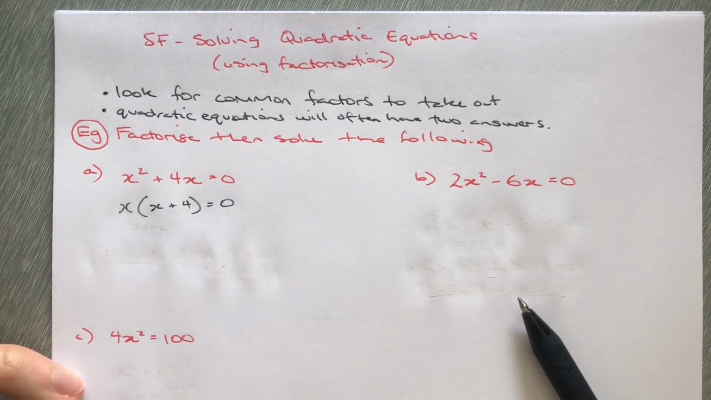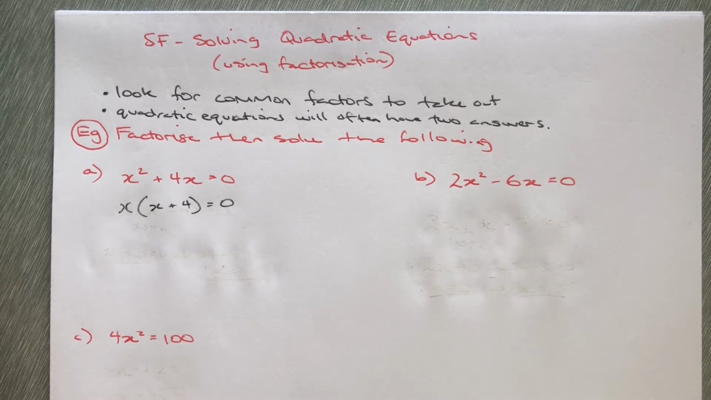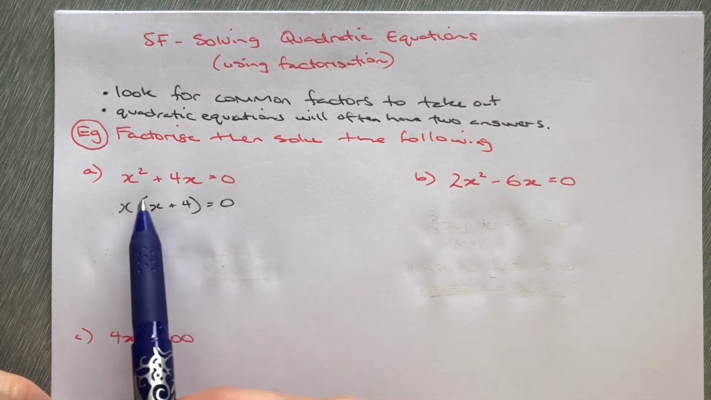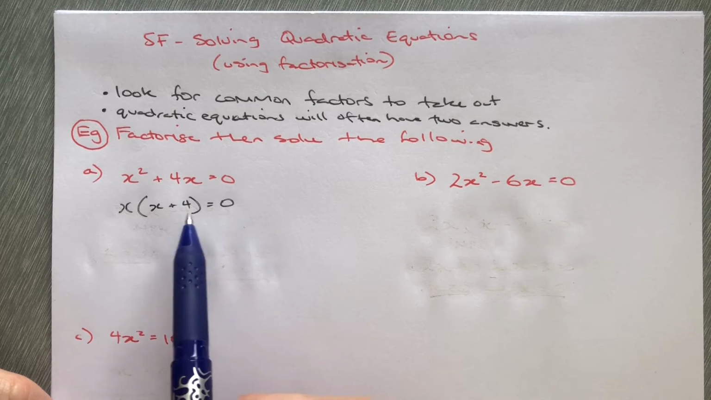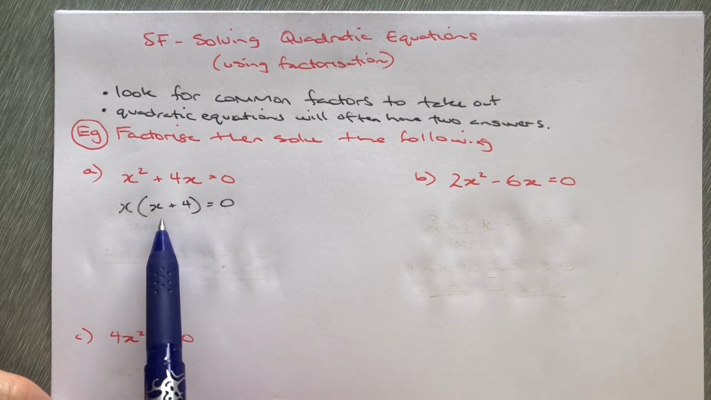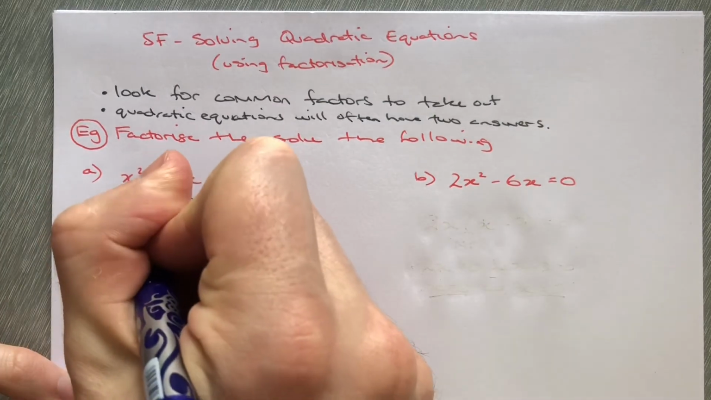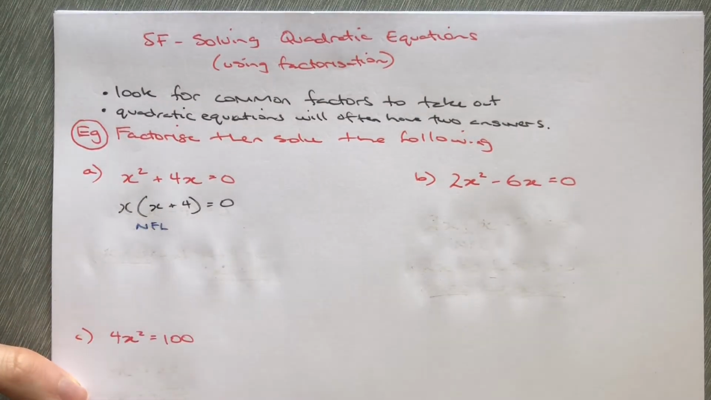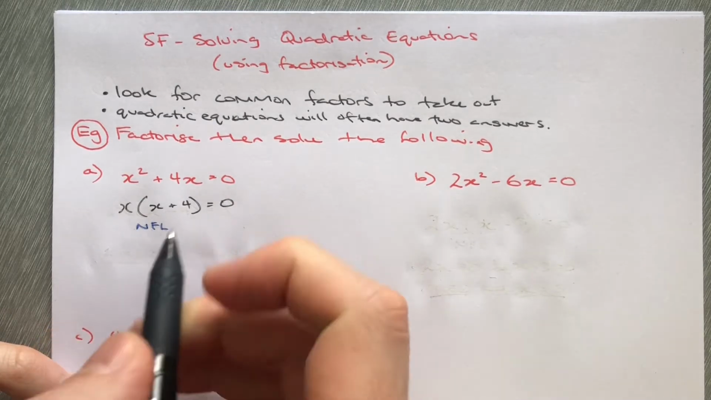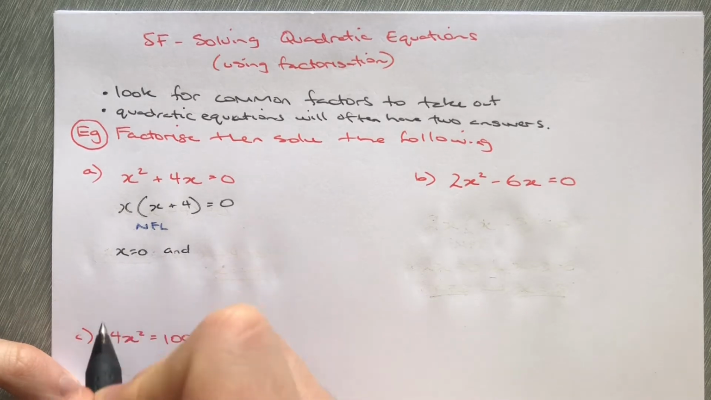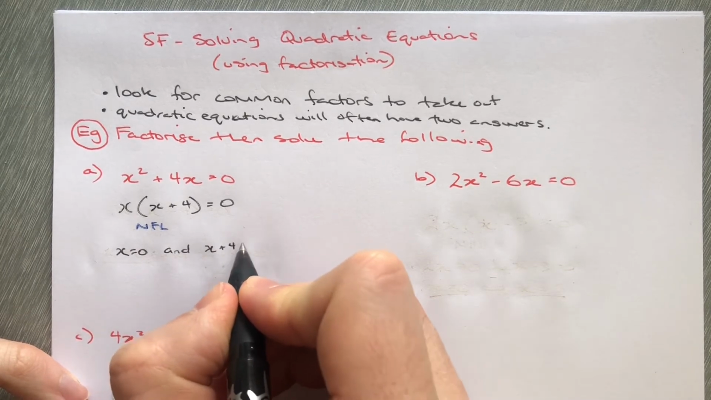Now, we don't really have to do too much extra to solve this. Something that we're going to do now is called null factor law, and what that means is if we've got something times something else and the answer is 0, one of them must be equal to 0. So what you end up doing is you take this and make it equal 0, and you take this and make it equal 0 as well. So let me just put a little NFL here. Remember, we're using null factor law. Okay, so x equals 0, and we've also got x plus 4 equals 0.